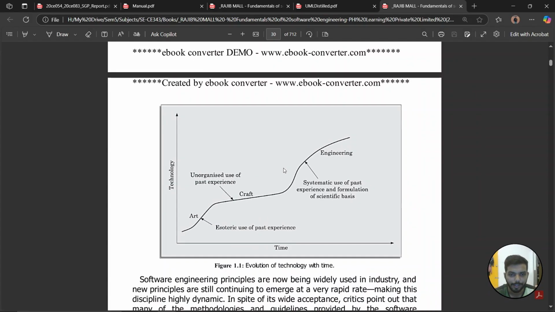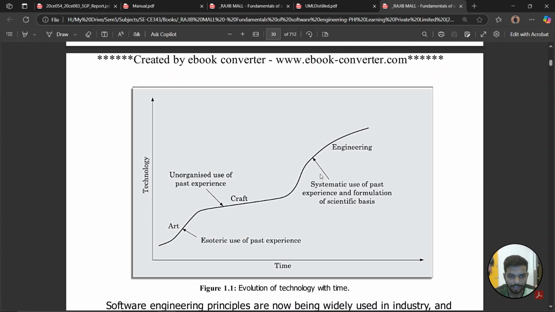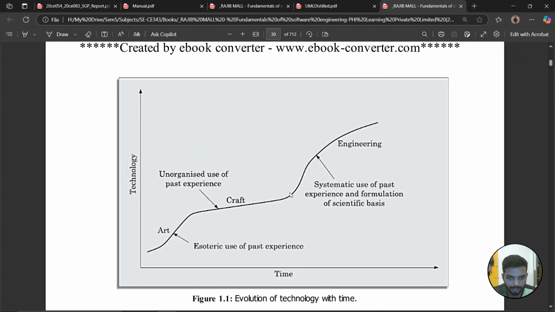Okay, so I guess that's a very good explanation of this graph, and this graph is actually pretty self-explanatory. If you just look at it for 2-3 minutes, you will understand it by yourself, because it's really an easy graph for you to understand.